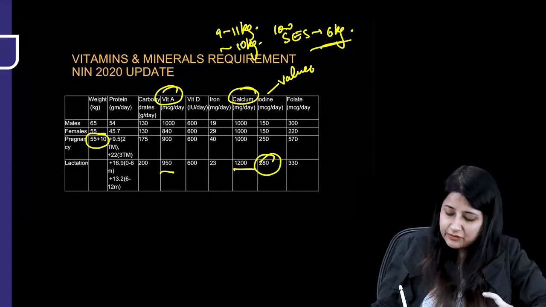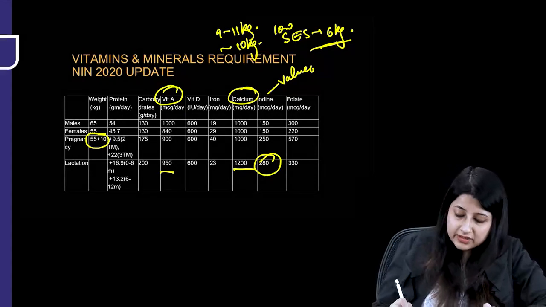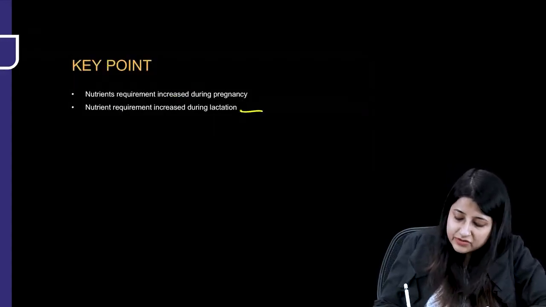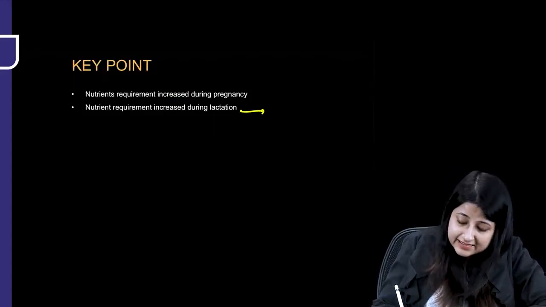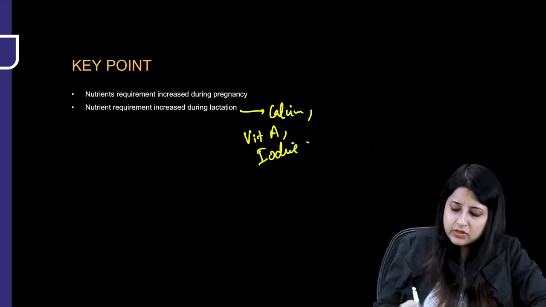Pregnancy mein how much is iodine? 250 microgram per day, and in lactation 280. Okay. So here see, nutrients requirement which is increased during lactation is calcium, vitamin A and iodine. Okay, this I wanted you to remember.